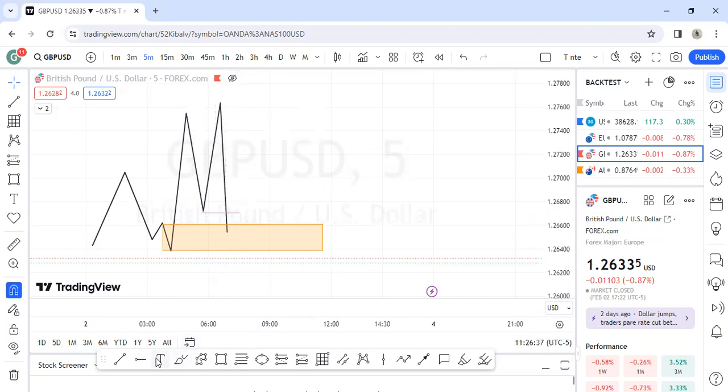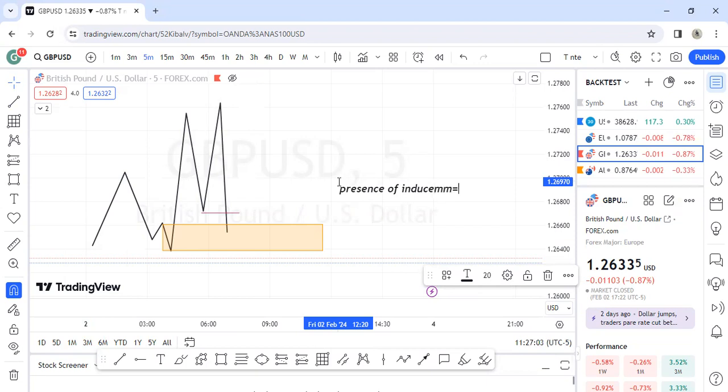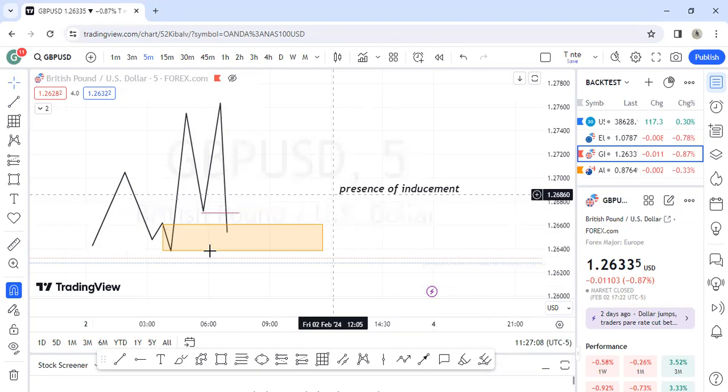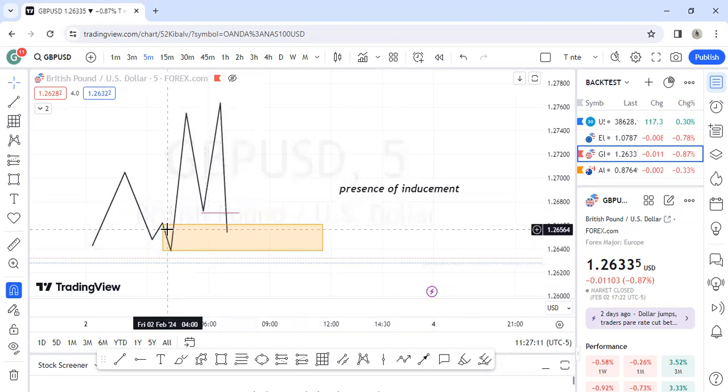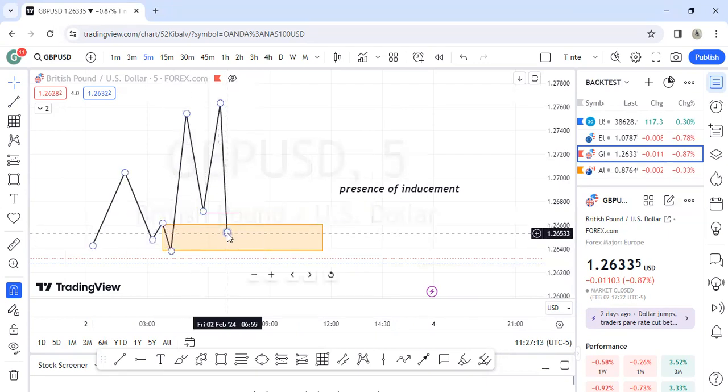Some people always ask me what qualifies an order block. What qualifies an order block is the presence of an inducement. That is what we call an A plus order block. I'm not saying there must always be an inducement, but when you see an inducement form before an order block, that makes it an A plus, meaning it's high probability. So that area becomes your point of interest, and then you're looking to take price higher.